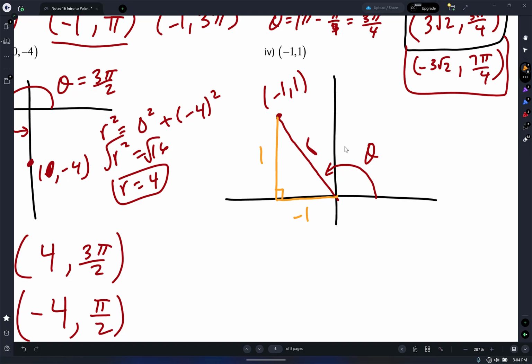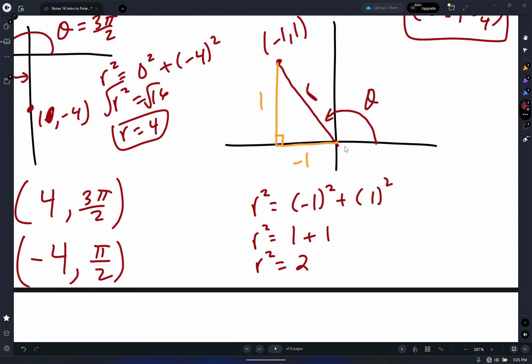Okay, the first thing I'm going to do is I'm going to find R. R squared is equal to negative 1 squared plus 1 squared. Does everyone know how I'm doing that? Pythagorean theorem, right? Okay. R squared equals negative 1 squared is 1, and 1 squared is 1, and what's 1 plus 1? 2. And I don't want R squared equals 2, I want R. So what do I do next? Square root. R equals the square root of 2. Perfect.